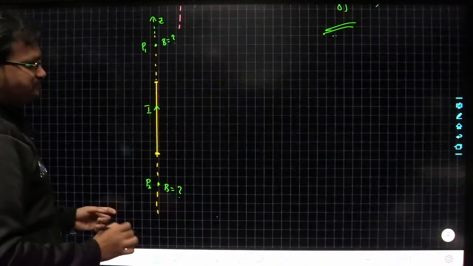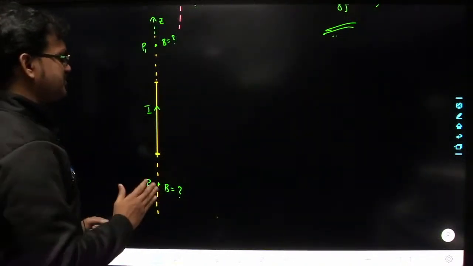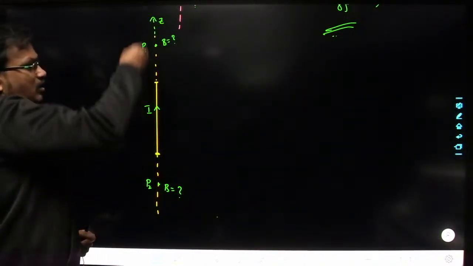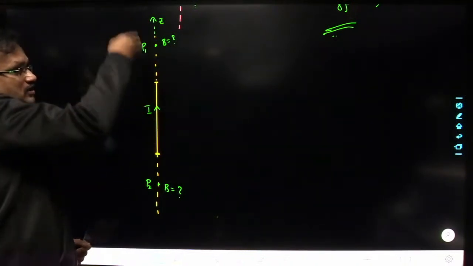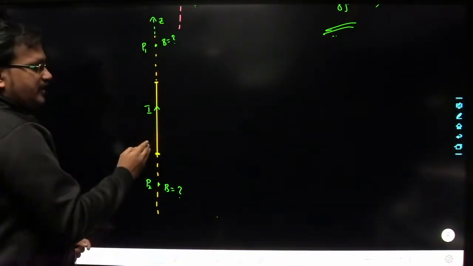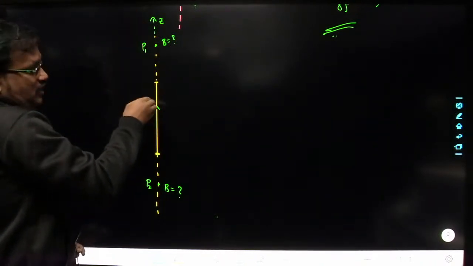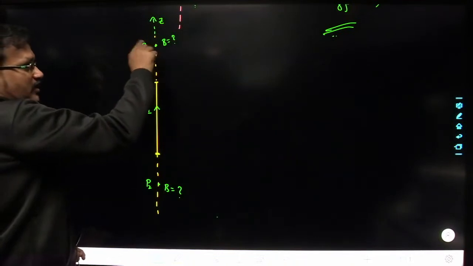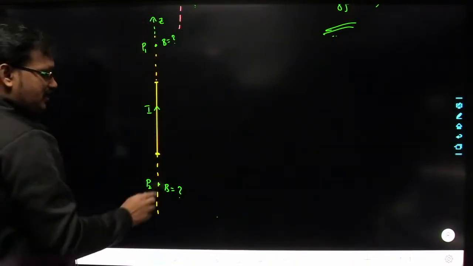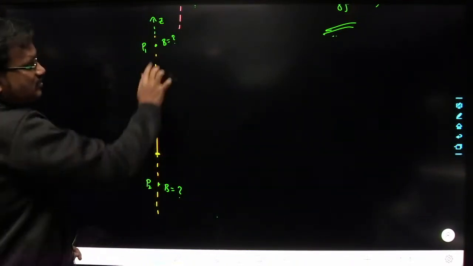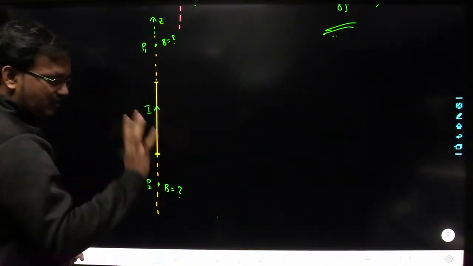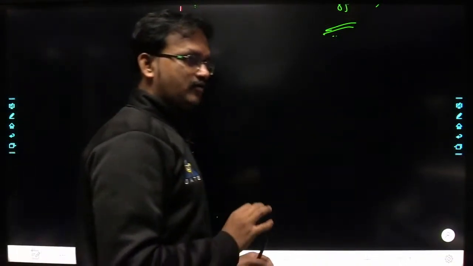What I am asking here is, if you consider a point along the current carrying wire, which is pointing in the Z direction, so along Z if I consider some point here and some point here, then what is the B field at this location and what is the B field at this location? This is what I have asked.